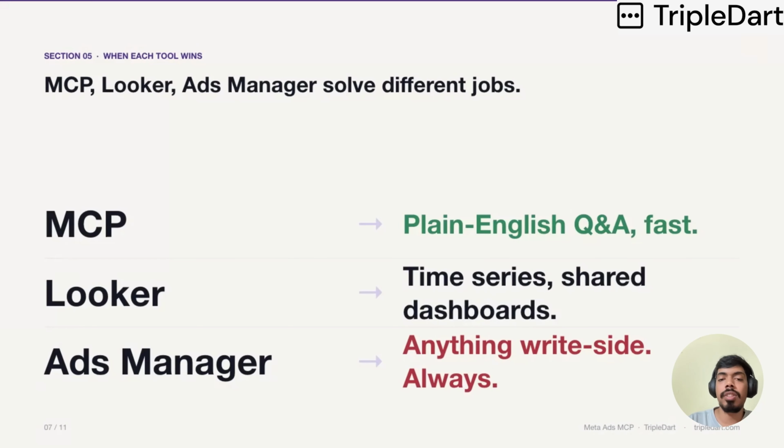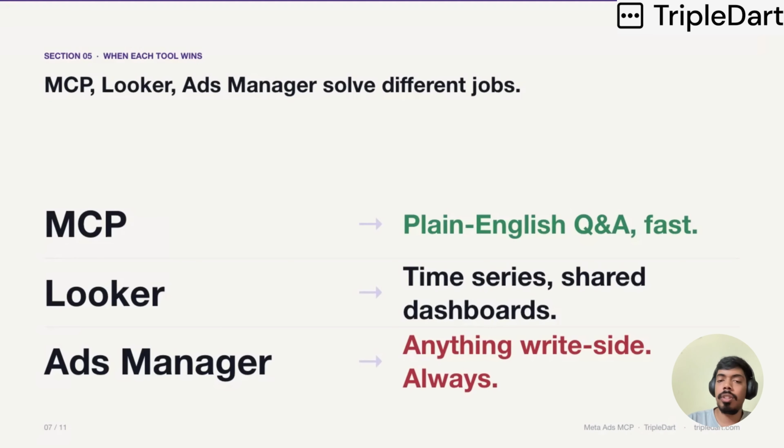Looker still wins on time series across many accounts and on shared dashboards and non-AI audience reads. The MCP can produce a number for one account at a time fast. Looker produces the same number across 30 accounts in one chart, and that chart sits in a dashboard that 10 people open every Monday. So it's different jobs basically.